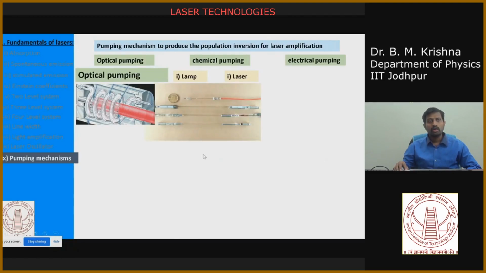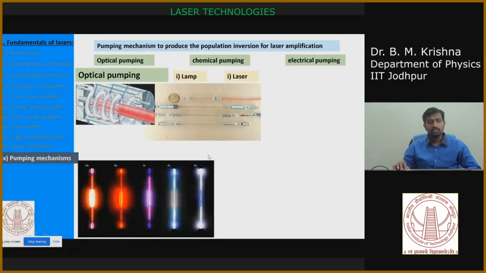Now we can see here a different set of lamps. These lamps are flash lamps. The top three are xenon based flash lamps, and the bottom one is a krypton arc lamp. Now if you see, these lamps will glow at different wavelengths, and they have different spectral distributions. These flash lamps or arc lamps are common pumping mechanisms for a solid state laser.